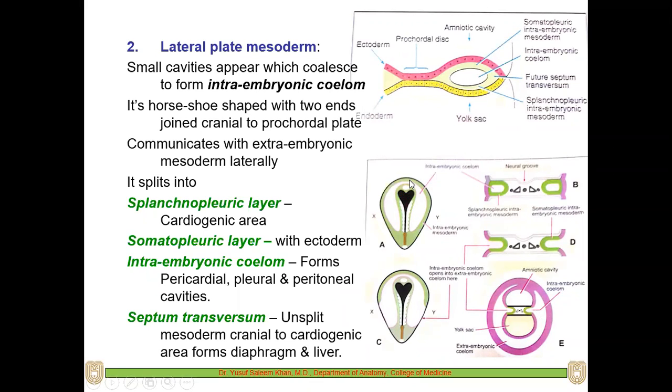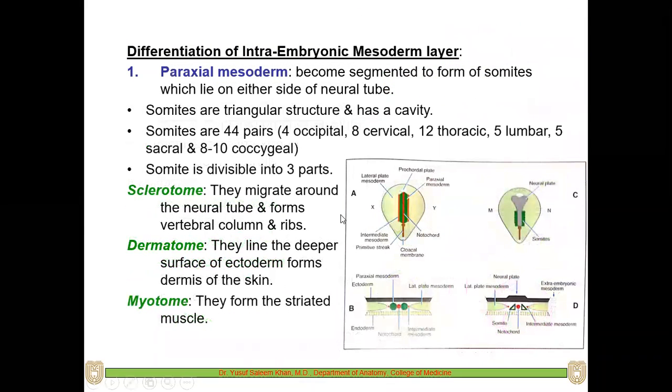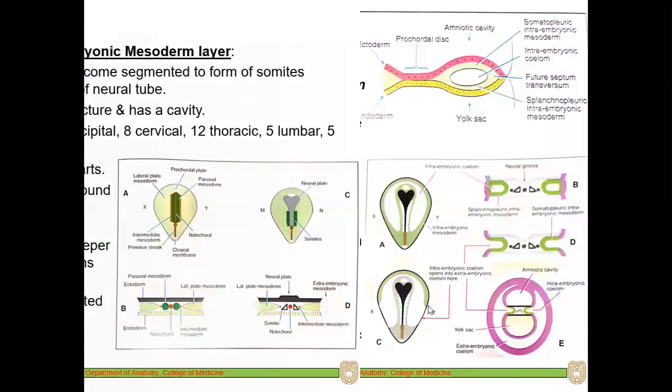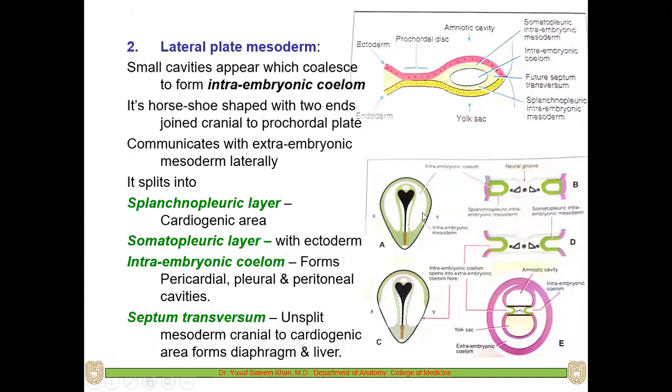Okay, so if you see here, there is formation of a cavity within the lateral plate mesoderm. Initially it will be solid. Now there is formation of a cavity within that. So if you take a section at this level, you can see, okay, here are the somites, and this is the intermediate mesoderm. This is the lateral plate mesoderm. Within that there is a formation of a cavity.